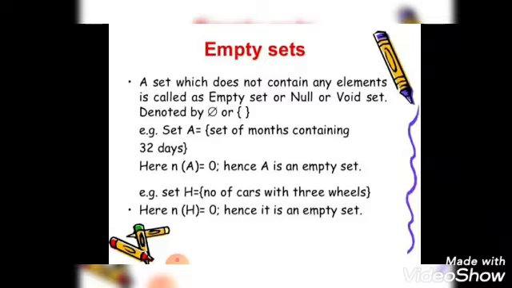Examples: set A is equal to the set of months containing 32 days. Is any month there with 32 days? No month is there with 32 days. Some months have 31 days, some months have 30 days. So no month has 32 days, so the set has no element.